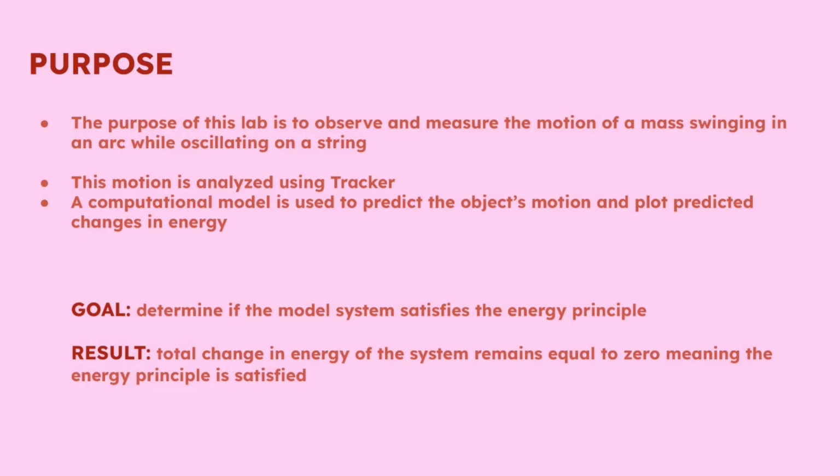The purpose of this lab is to observe and measure the motion of a mass swinging in an arc while oscillating on a string. This motion was analyzed using Tracker, and a computational model was used to predict the object's motion and plot predicted changes in energy. The overall goal of this lab is to determine if the model system satisfies the energy principle. In the end, the total change in energy of the system remains equal to zero, meaning the energy principle is satisfied.